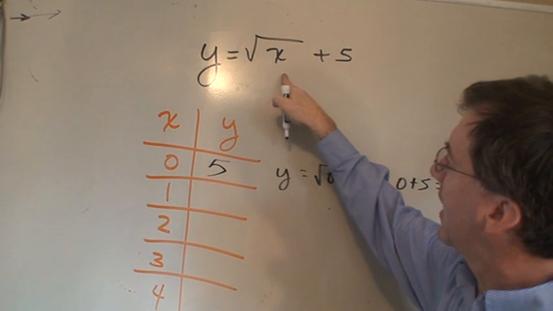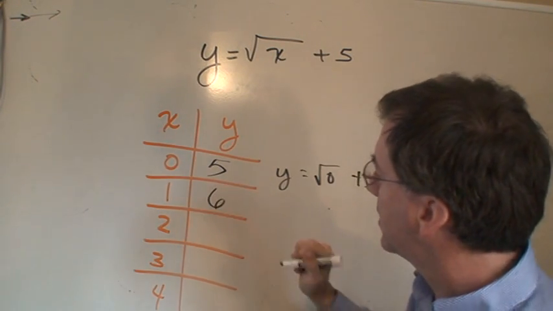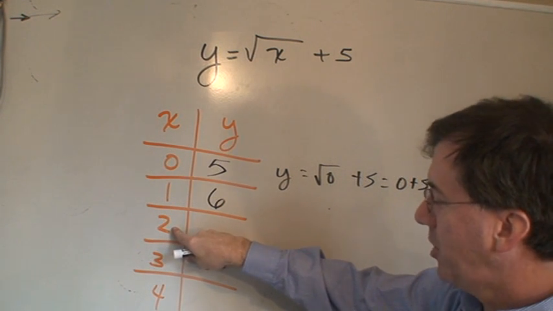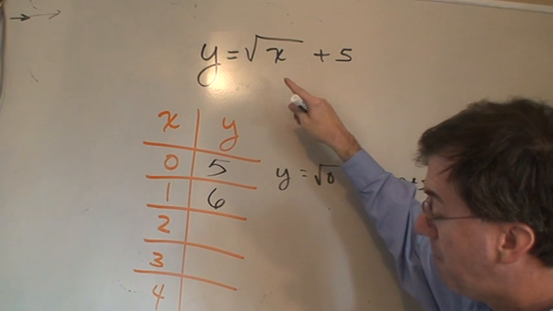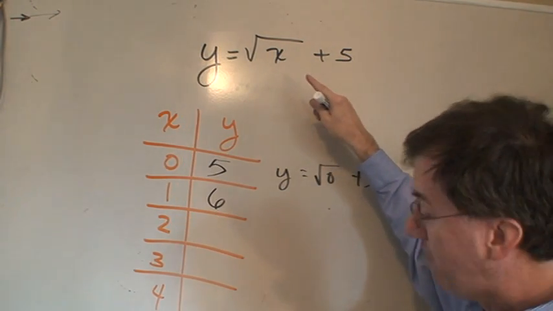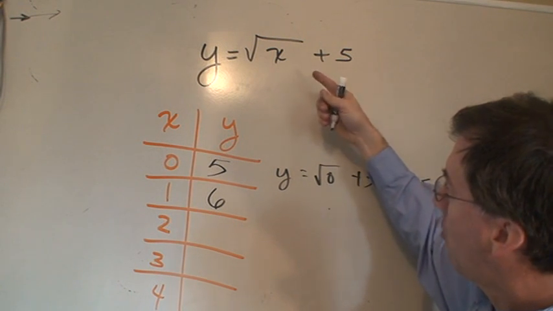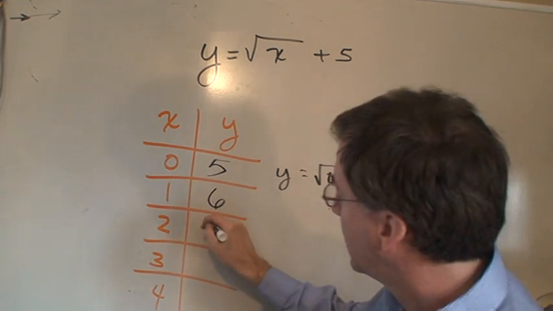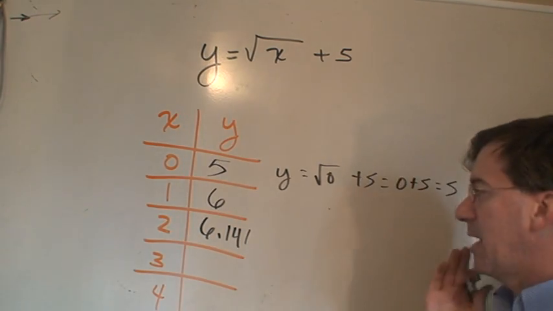Put a 1 in for x. I get the square root of 1, which is 1, plus 5 is 6. Next one, square root of 2. If I put 2 in for x, the square root of 2 is 1.4142, so 1.4142 plus 5 is 6.4142, whatever it is there.